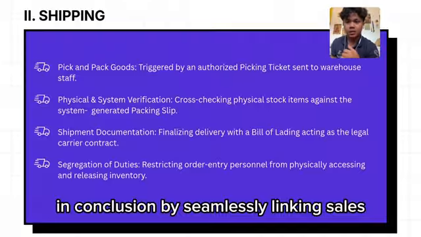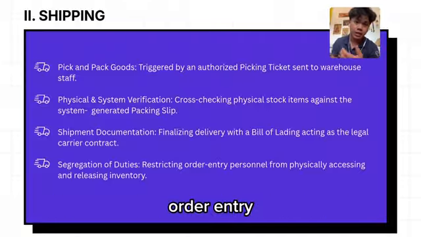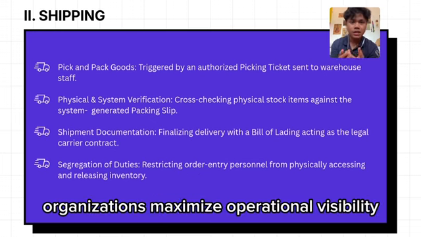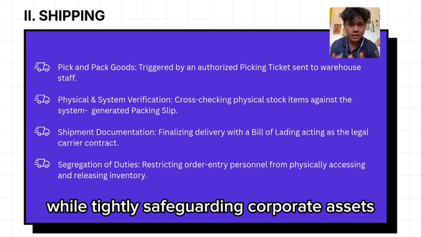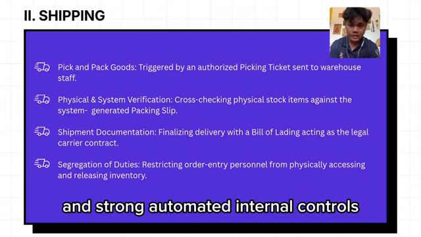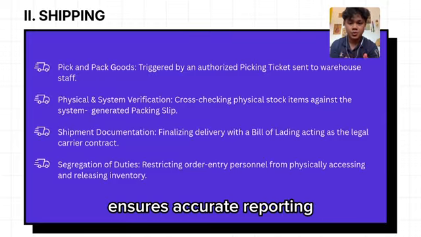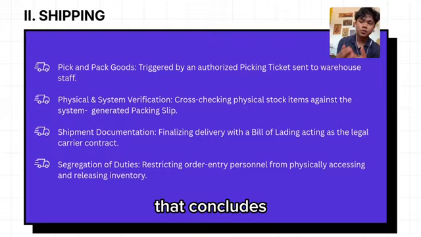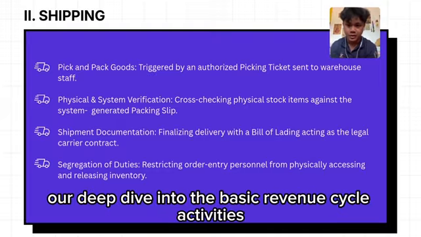In conclusion, by seamlessly linking sales order entry and shipping through an integrated digital platform, organizations maximize operational visibility while tightly safeguarding corporate assets. Enforcing real-time data flow and strong automated internal controls ensures accurate reporting and efficient business processing. That concludes our deep dive into the basic revenue cycle activities.